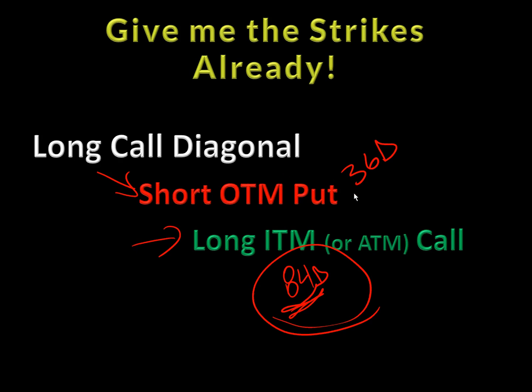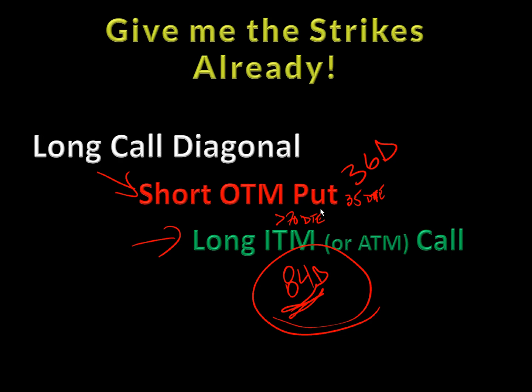We're also going to be looking for 35 days to expiration on the out of the money, and on the one we're buying, we want to be greater than like 70 days to expiration. So two different monthly cycles.